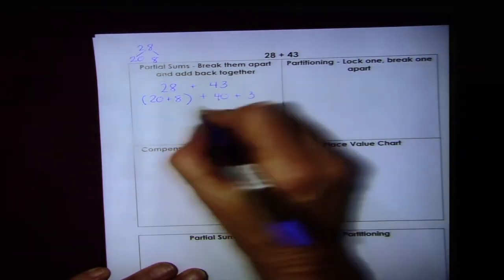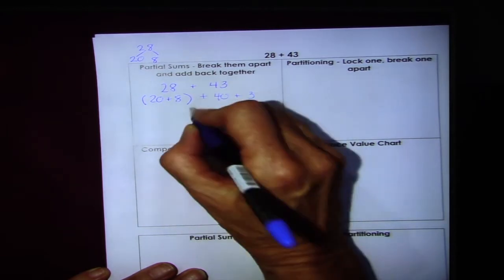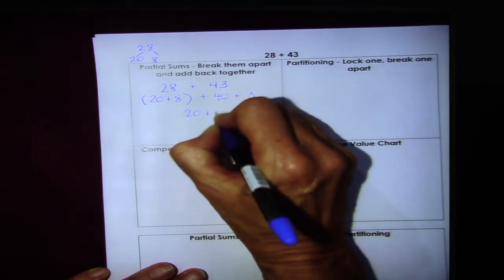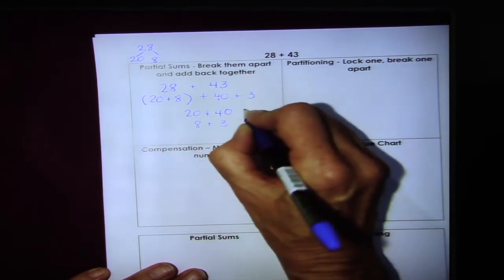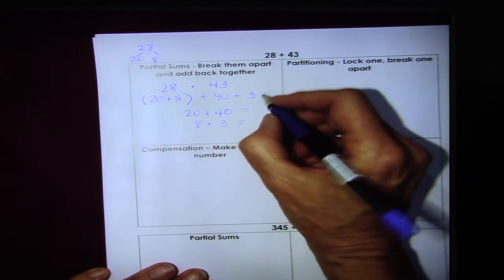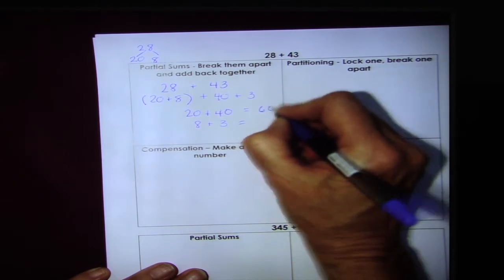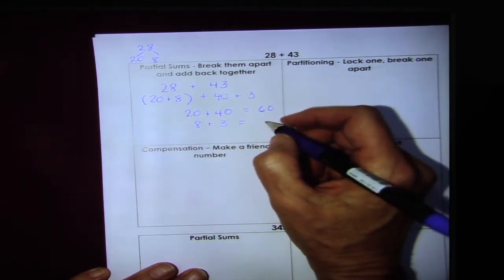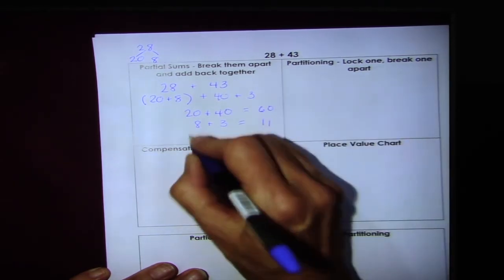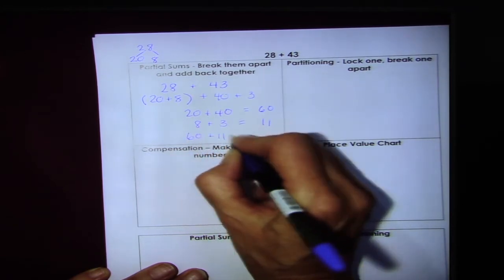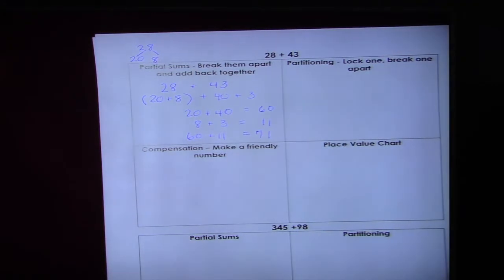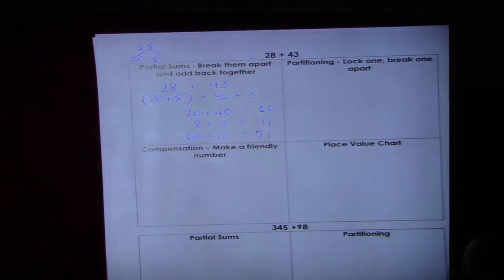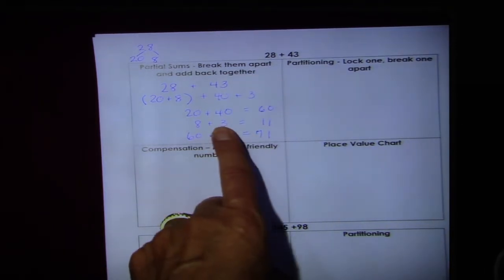Now, which numbers are alike? I'm going to grab my tens numbers, and I'm going to grab my ones. 20 plus 40, and 8 plus 3. Now, some kids may write down 60 plus 11. A lot of kids are going to be able to do that with mental math. That make sense? I want to talk to you about 8 plus 3.